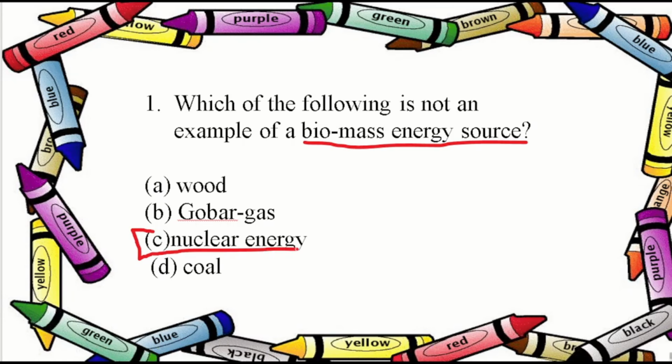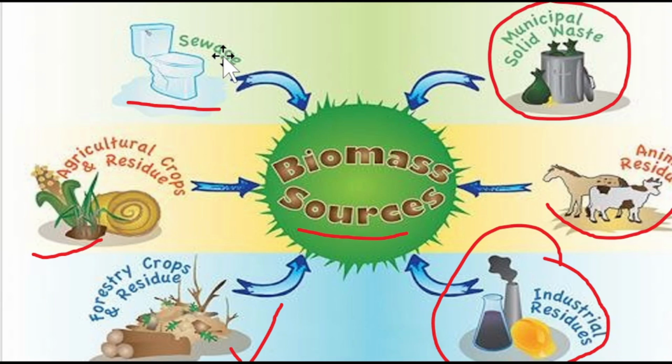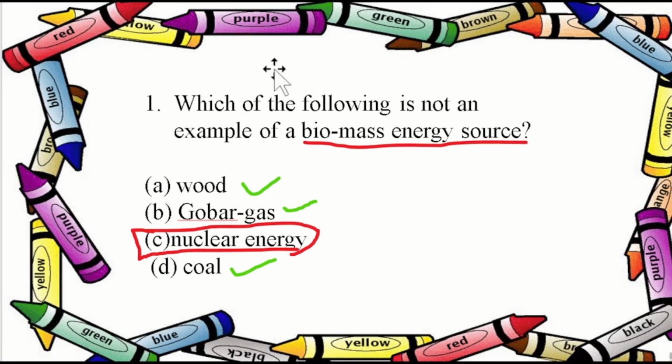Yes, nuclear energy is not an example of a biomass energy source. In the previous slide we saw that wood, gobar gas and coal are used in biomass, isn't it? We can see here that sewage, agriculture and forestry are used as biomass energy sources. So yes, nuclear energy is the correct answer.